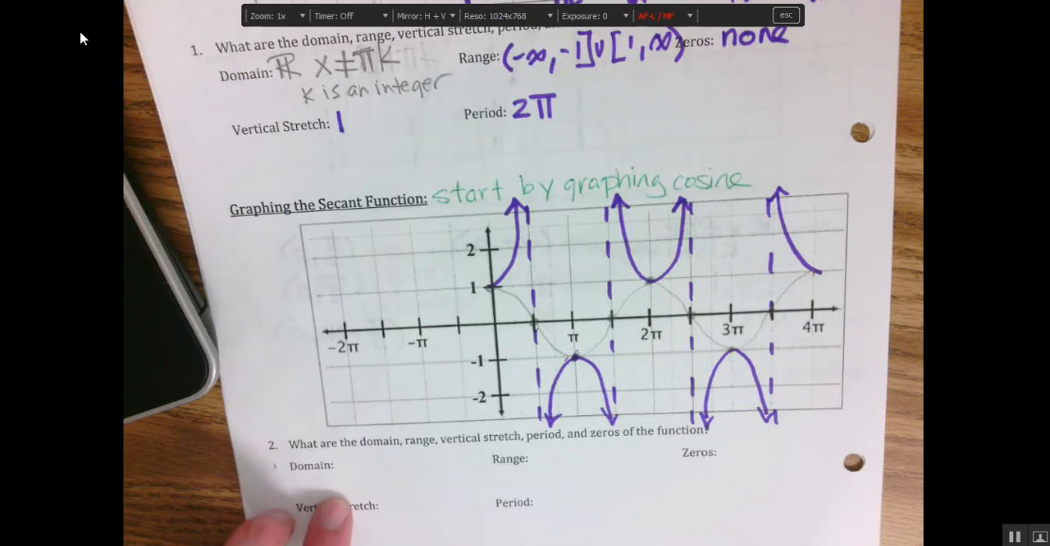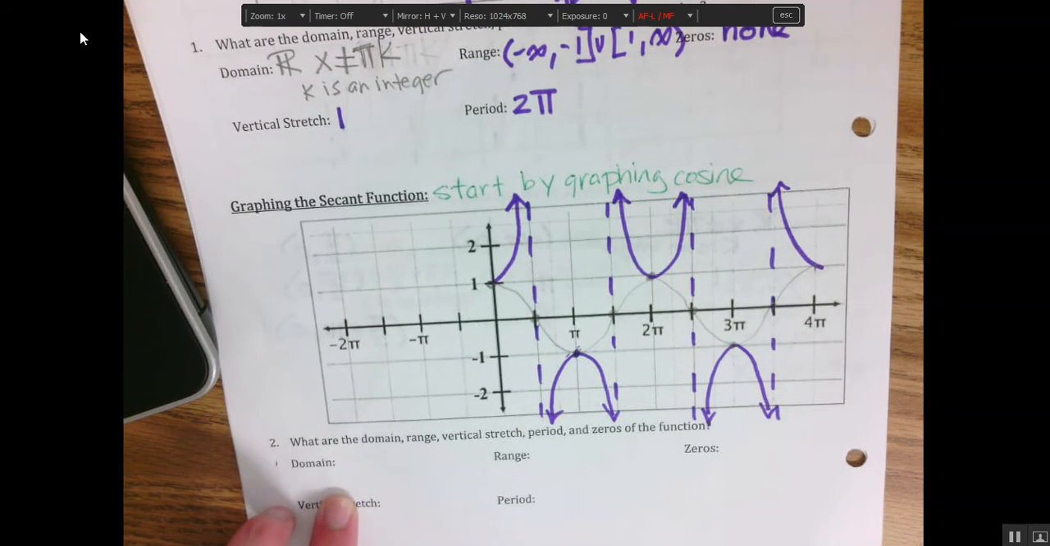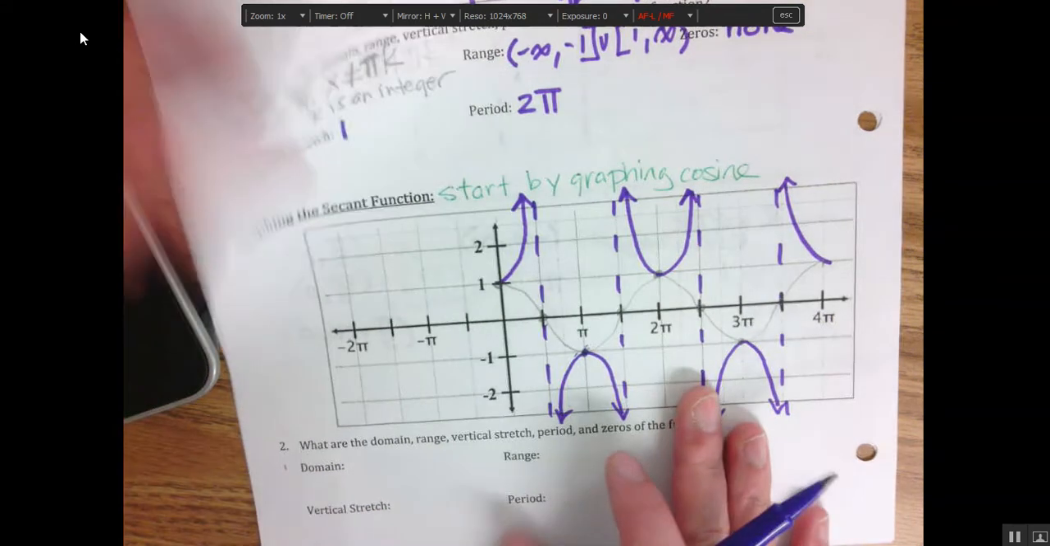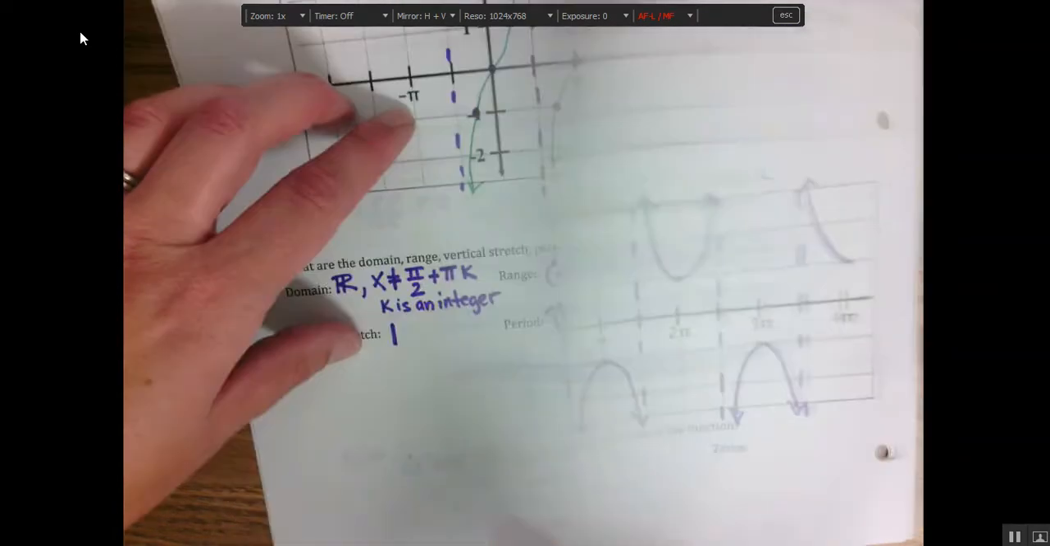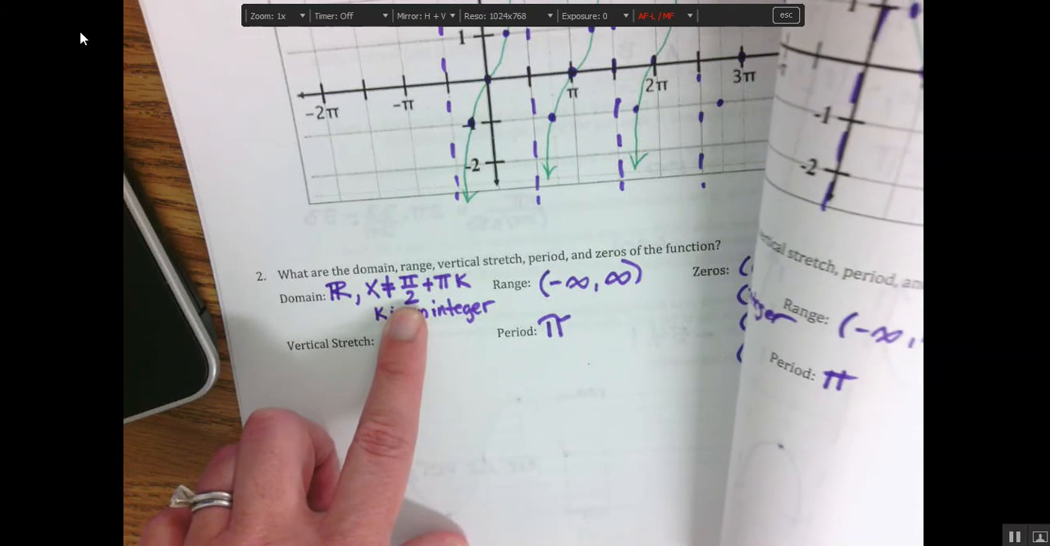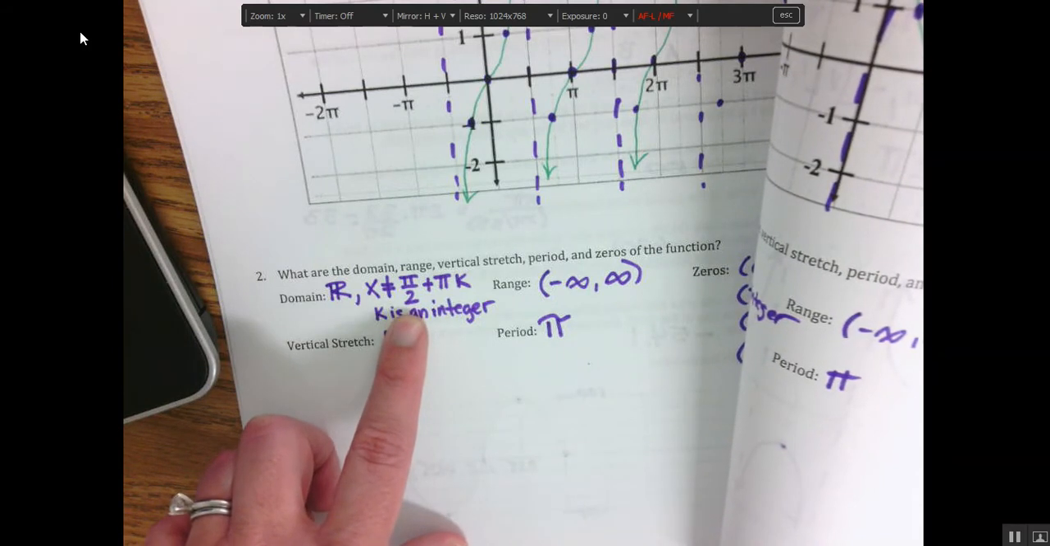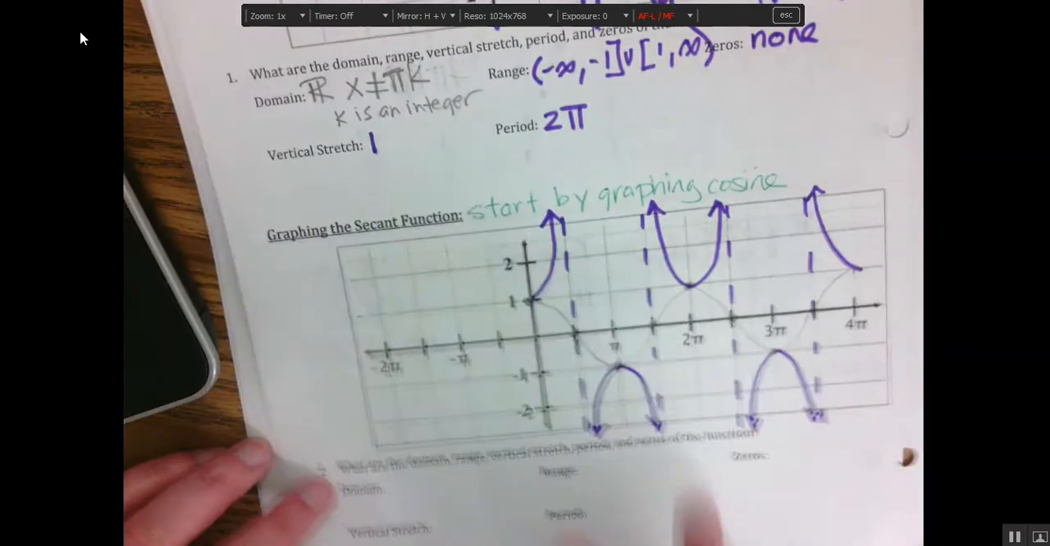This domain is the same domain as which function? Look back in your notes. It's the same as tangent. If you look, it has the same asymptotes as the tangent, pi over 2, 3 pi over 2. So this is going to be your same domain. X does not equal pi over 2 plus pi k, where k is an integer.